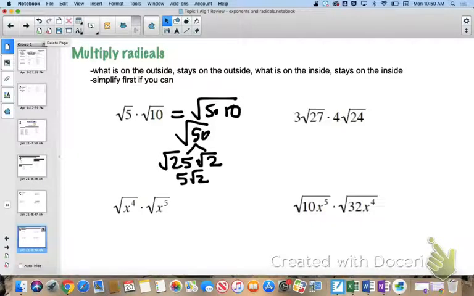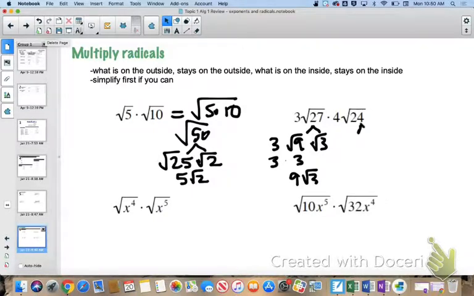With 3 root 27 times 4 root 24, you can just multiply 3 times 4 and 27 times 24. Those are bigger numbers though, and I don't want to have to get my calculator out to figure out what that is and then what perfect square goes into that because that's going to be a really big number. So I'm going to choose to simplify this first. I know I have the 3. 27, the perfect square that goes into that is 9. So square root of 9 is 3. You've got 3 times 3, which is 9 root 3.